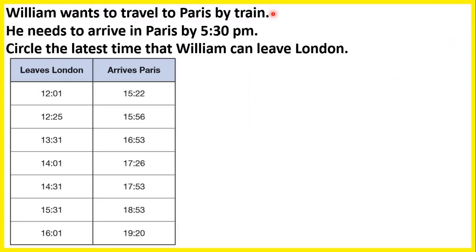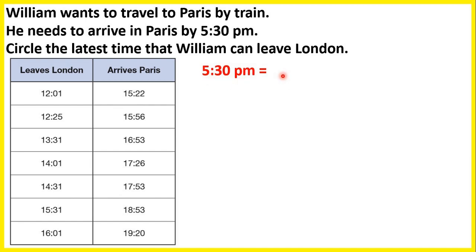William wants to travel to Paris by train. He needs to arrive in Paris by 5:30 p.m. Circle the latest time that William can leave London. So here we have a time given in p.m., but we can see from the timetable that times are given using 24-hour clock time. So we need to find what is 5:30 p.m.